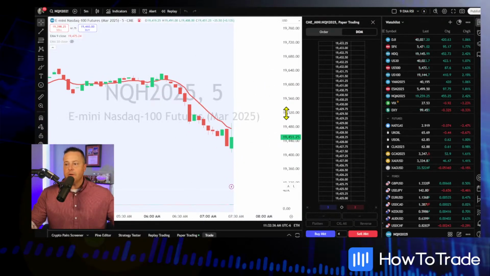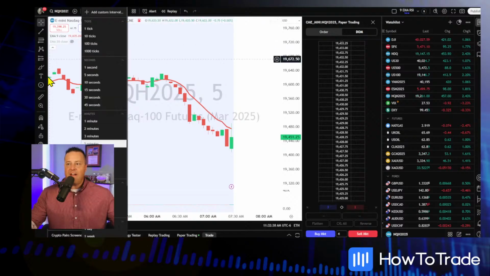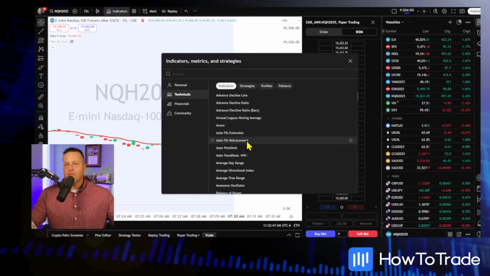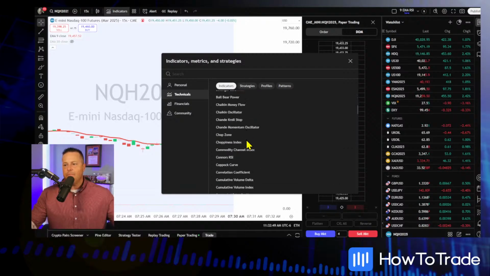Okay, here we go. Here's our 9 EMA layout. We don't want a 5-minute chart necessarily. We're going to go ahead and go down to our 15-second chart again. And we also are going to want to add our RSI. Absolutely imperative that we get this in there. RSI, please.